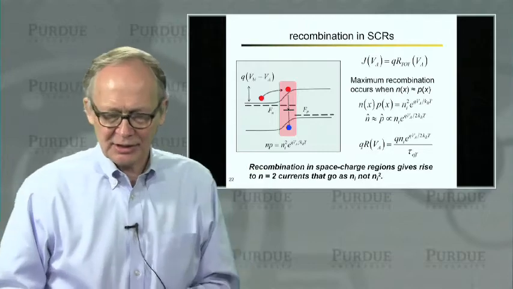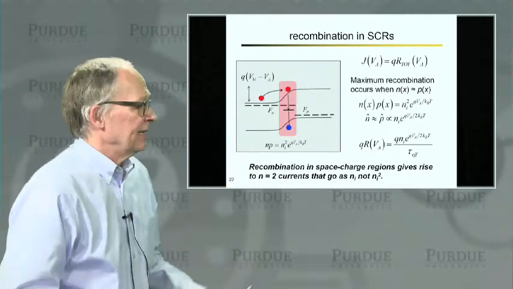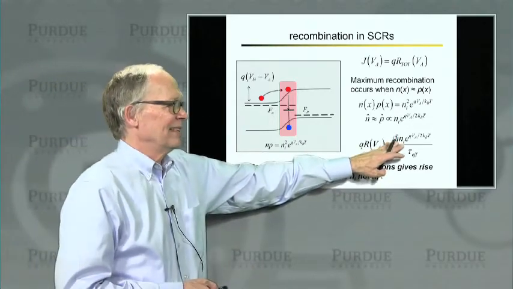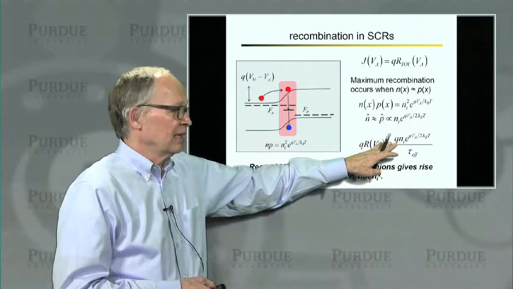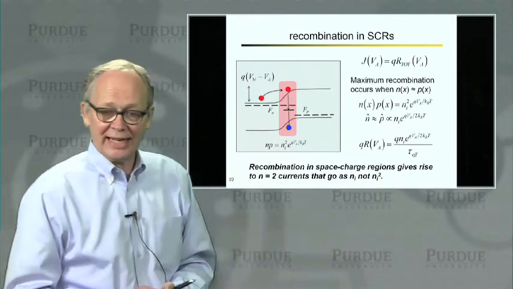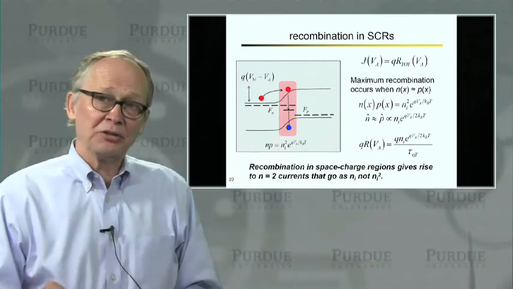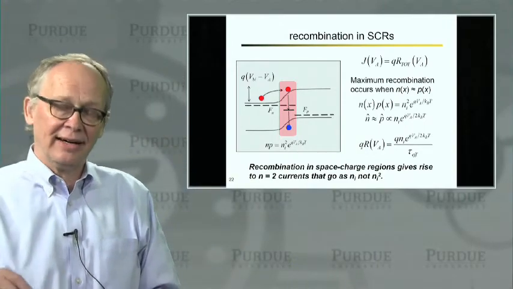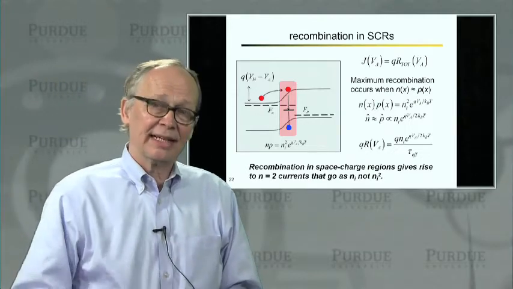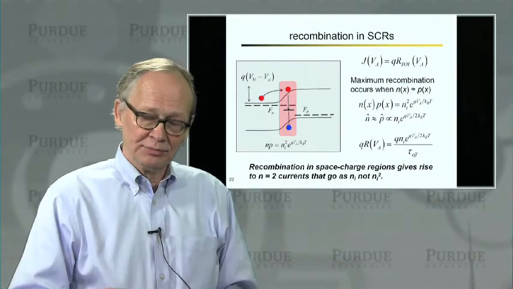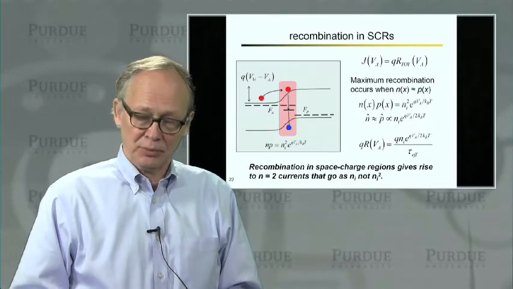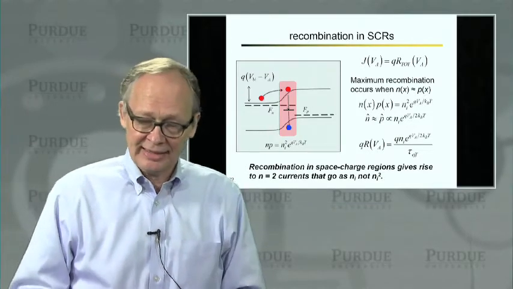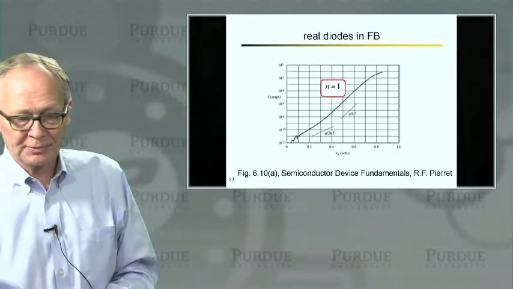Now, something else that's also important to note is that if you look at this expression, the ideal diode part of it went as ni squared. The n equals 2 part of it goes as ni. Ni squared is much more temperature sensitive than ni. So what it means is that if I cool the diode down, this component is going to be more important than the ideal diode component. If I heat the diode up, the ideal diode component is more important.